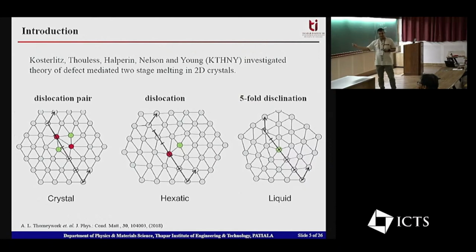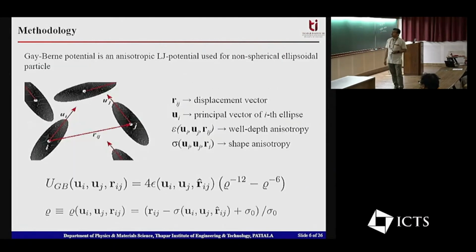If you increase the temperature, then this pair breaks down. You individually get dislocations. A dislocation is a pair of green and red particles, meaning particles having 5 nearest neighbors and 6 nearest neighbors. If you increase the temperature further, these dislocations dissociate, and you get disclinations. Disclination means individual particles at random positions having other than 6 nearest neighbors. That's the scenario in the KT-NHY theory.